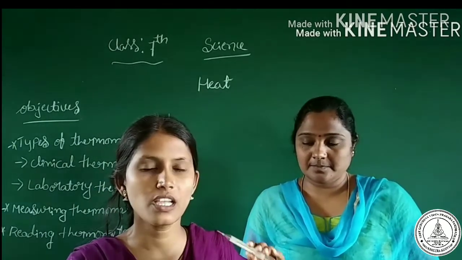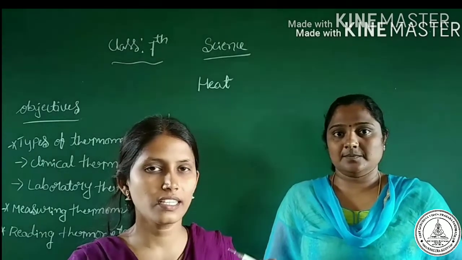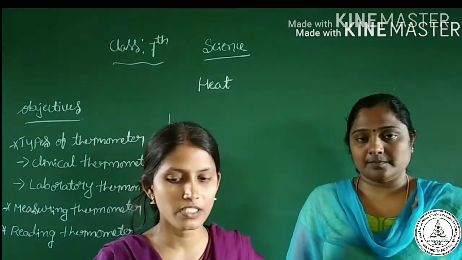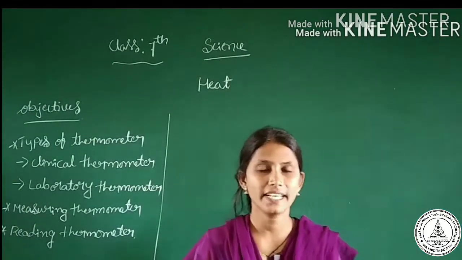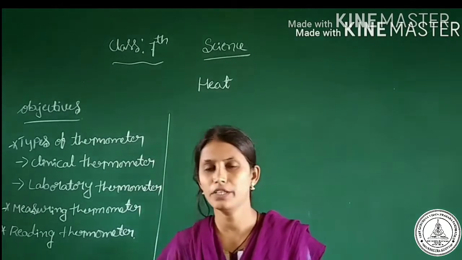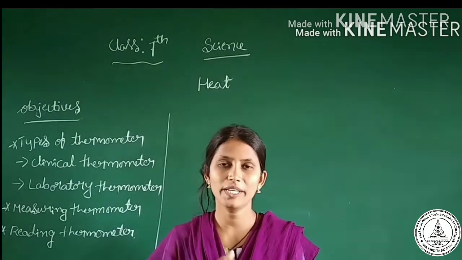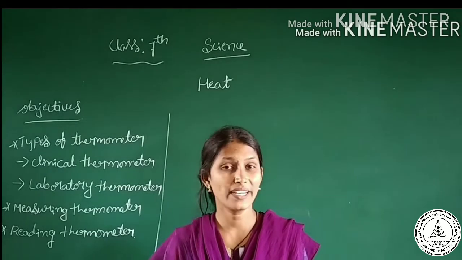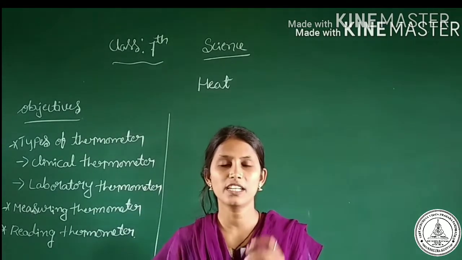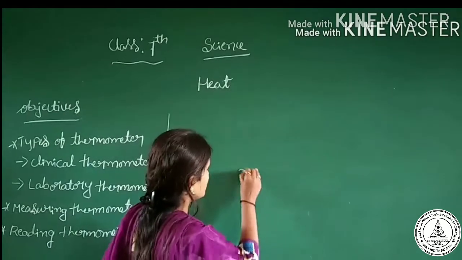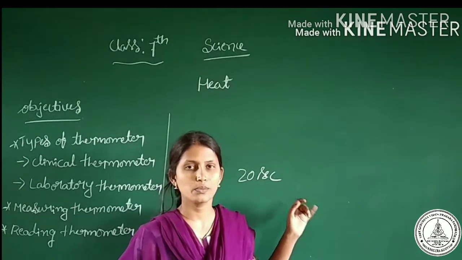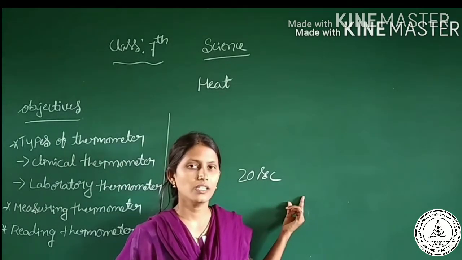So this is the process of how we use the clinical thermometer to test the body temperature of humans and animals. This clinical thermometer takes 1 to 2 minutes to read the body temperature of humans. Instead of that, nowadays we are using different varieties of digital thermometers. These digital thermometers take only 20 seconds to measure the body temperature of humans.